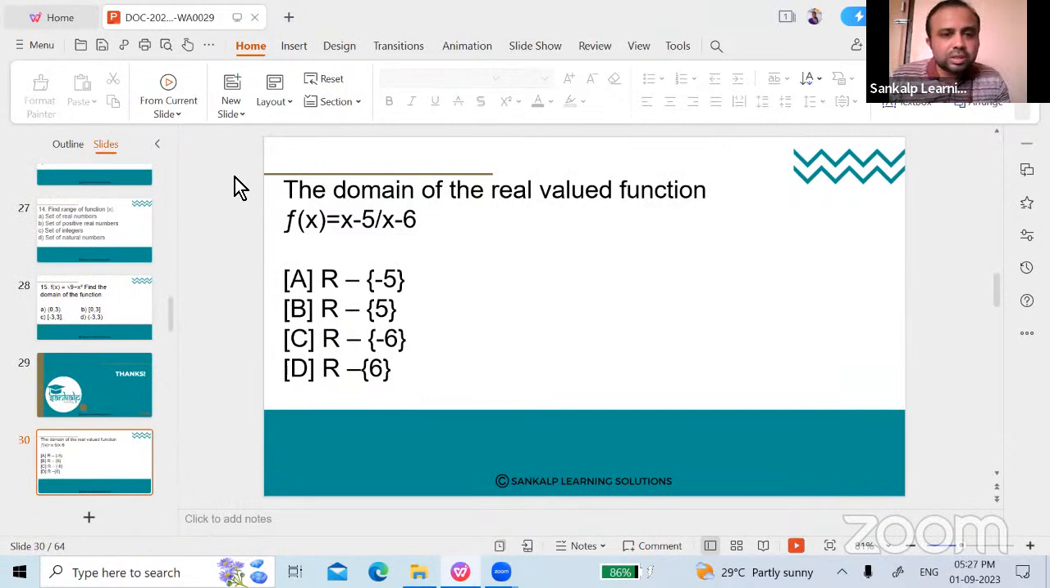Next question is the domain of the real valued function. One minute. The domain of the real valued function f of x is equal to x minus 5 upon x minus 6. Which option will be the right answer here? Students, just wait for one minute. Something is interrupting. Meanwhile, you just think about the answer.